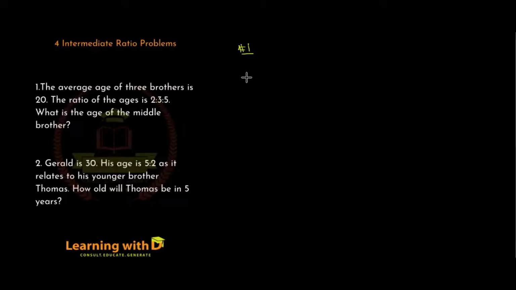So the average age of 3 brothers is 20. The ratio of the ages is 2 to 3 to 5. What is the age of the middle brother? So what you want to do here, guys, is you want to pause this right here and give it a shot. When you come back, I'll be right here.